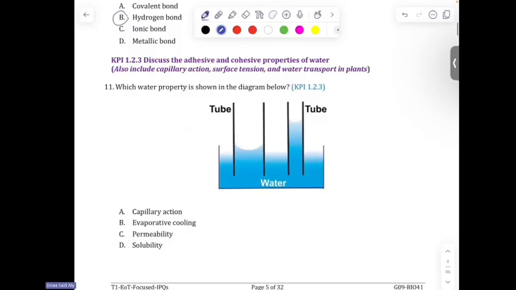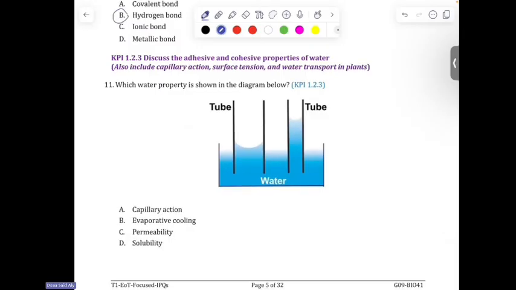Then number 11. Which water property is shown in the diagram below? Girls, whenever you see tubes with different diameters, they are asking about the capillary action, because the water rises in the narrow tube. So this is the capillary action, and you know that this capillary action is caused by adhesion.